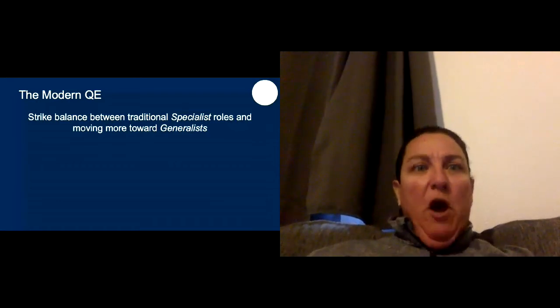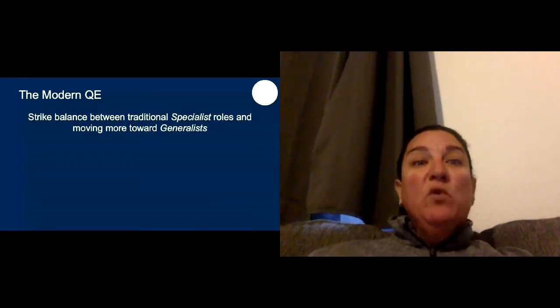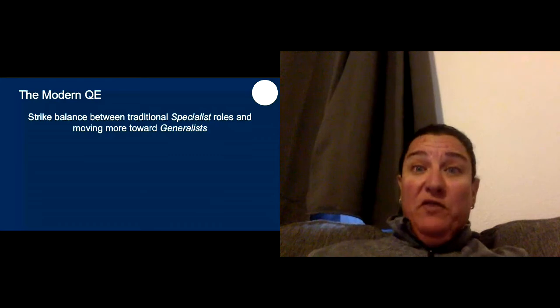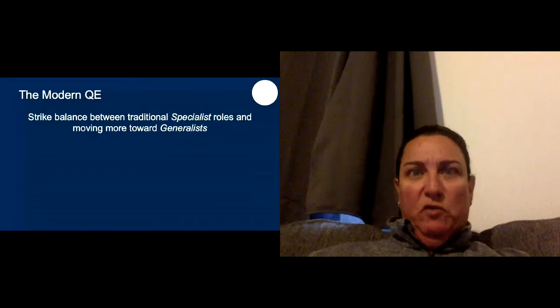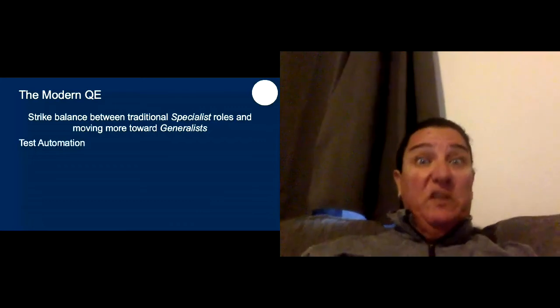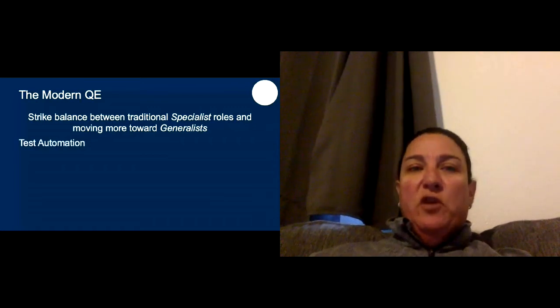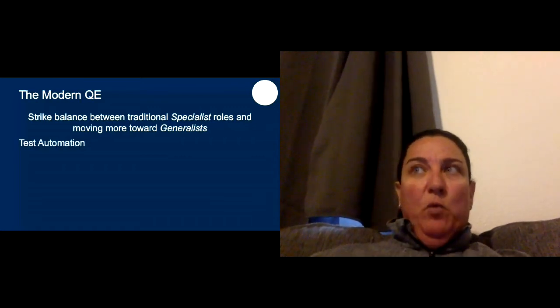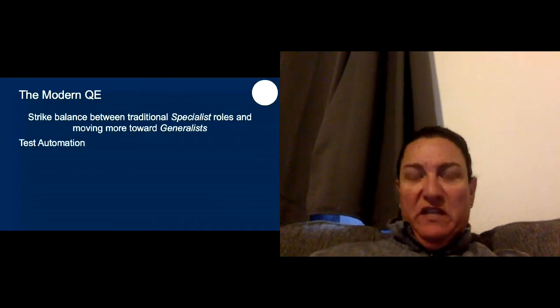The modern QE also strikes a balance between those traditional specialist roles, and we move towards taking some or all aspects or components of those traditional specialist roles and pulling them into the more generalist quality engineering role. Some of those traditional specialist roles look like test automation, accessibility engineering, functional security testing. And when I say functional security, I do want to make sure that we're not talking about the heavy duty kind of white hat AppSec penetration testing.